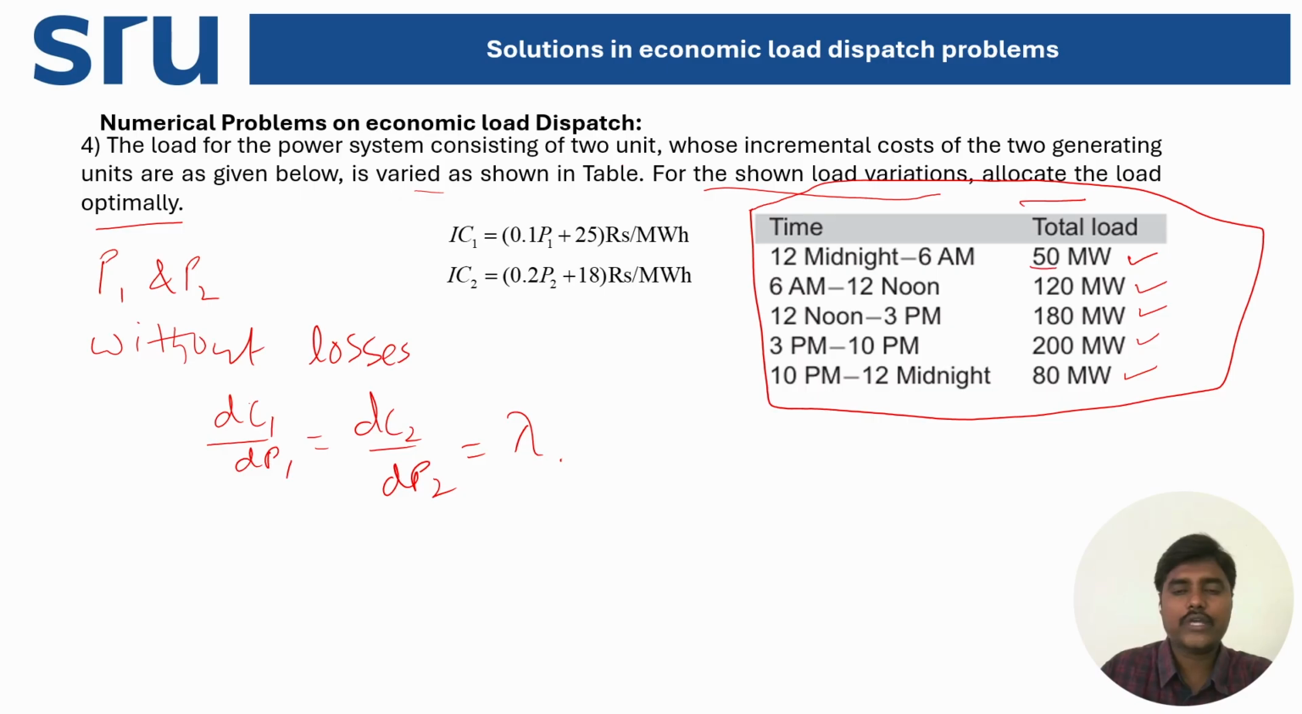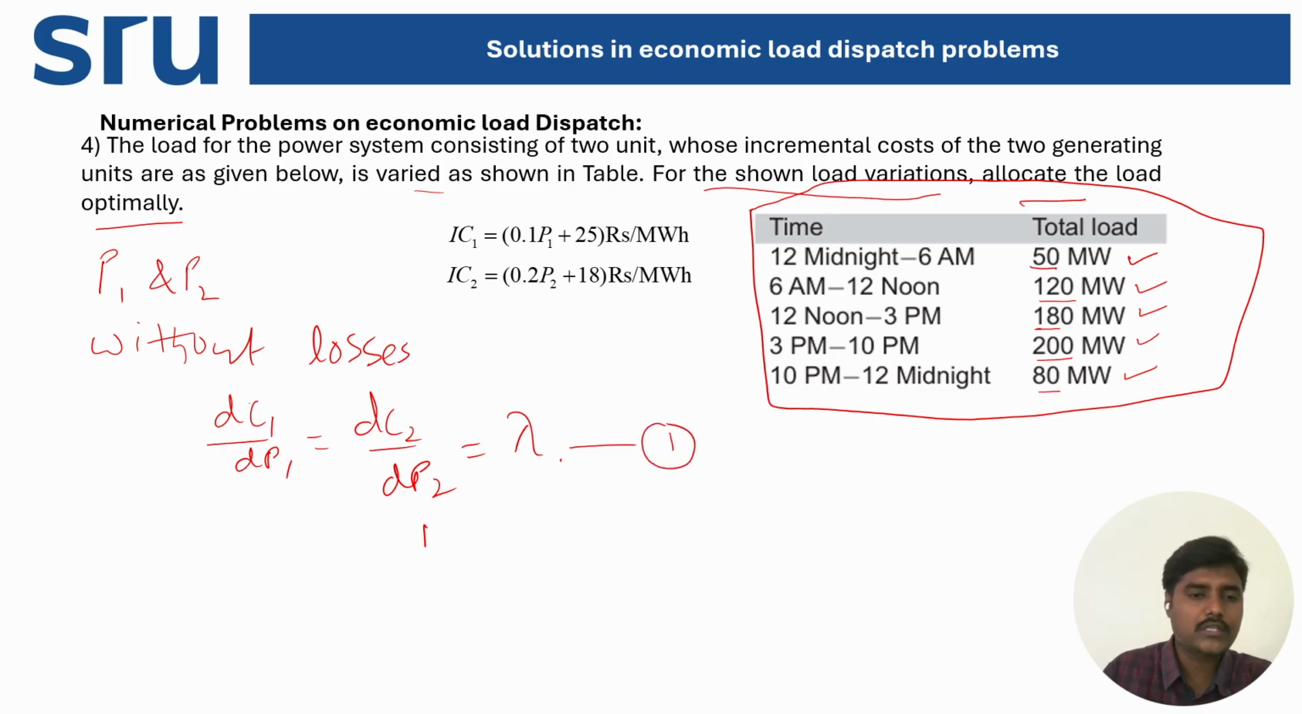So first case, you have to take 50 megawatt. Second case, you have to take power demand as 120 megawatt. Third case, 180. Fourth case, 200. And the fifth case is 80 megawatt. In all the cases, there won't be any change in equation 1. Only equation 2 will change.